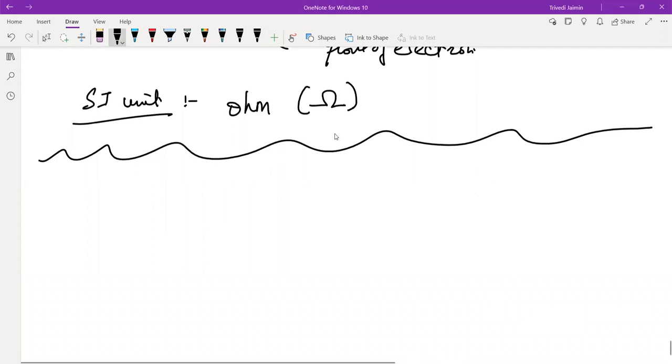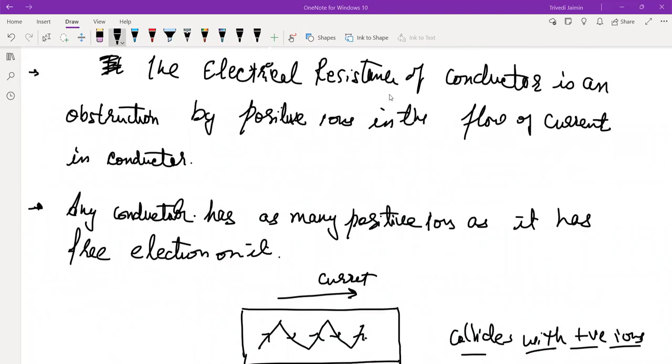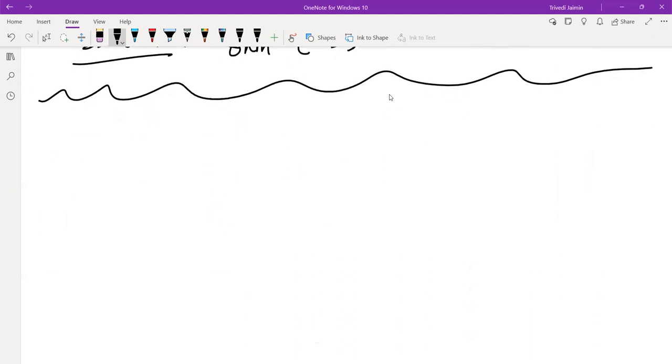Let's study Ohm's law. A small doubt, sir. What collides with the positive ions you wrote about? Electrons. Yes, electrons collide with positive ions, see here, we wrote it here. There is some conversion, we'll see that later. First, let's study Ohm's law, then we'll talk about ohm.